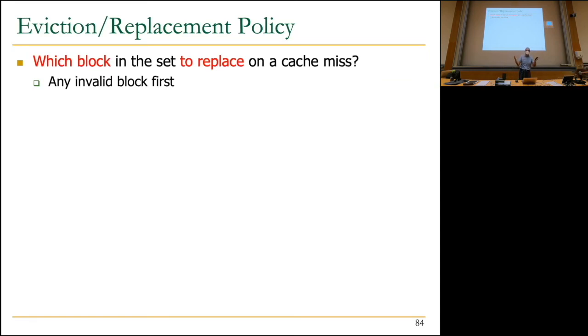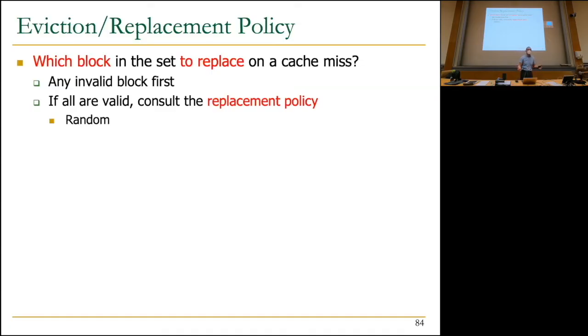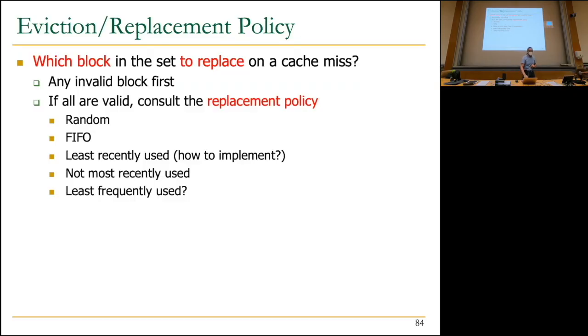This makes sense, hopefully, right? Basically, you're filling the cache at this point. If all blocks are valid, you consult the replacement policy. The replacement policy can be many different things, actually. You can randomly pick one block from a set. This may be okay if your access pattern is not predictable, for example, or if your cache set is thrashing, as we will see. There are many, many different policies that are proposed. First in, first out, if your access pattern is nice that way, maybe.